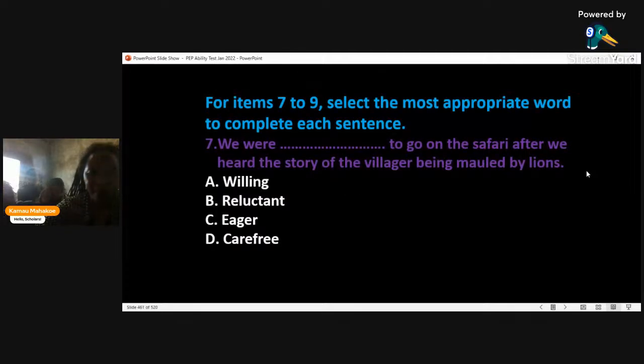All right. We were dashed to go on the safari after we heard the story of the villager being mauled by lions. Would we be willing to go? I would. Would we be eager to go? No. We would be what? Reluctant. Reluctant means what? Not willing. Not willing to go.